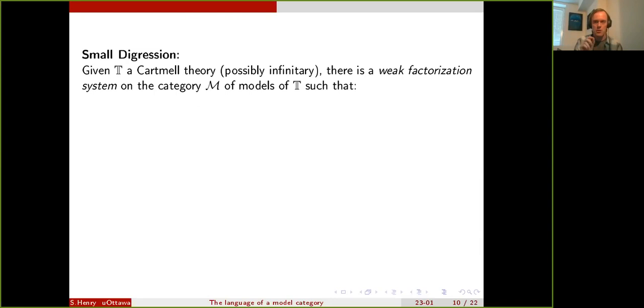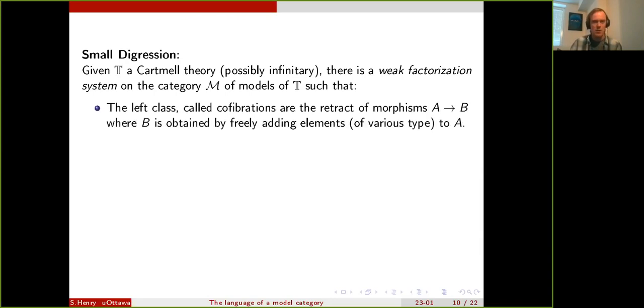And I want to show you another example of this structure, which is that if you have a Cartmel theory, its category of models comes with a certain completely canonical weak factorization system. The left class, I will call the maps cofibrations. They are exactly the retracts of morphisms that are obtained by freely adding elements. So it's a morphism from A to B, where B is obtained by freely adding elements of various types to A. Various types means in the sense of the theory.